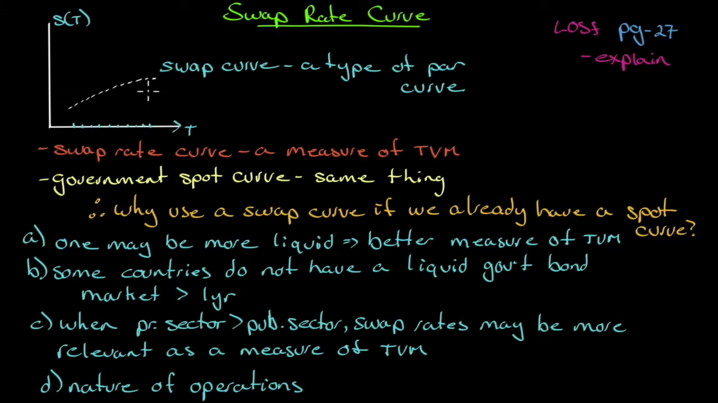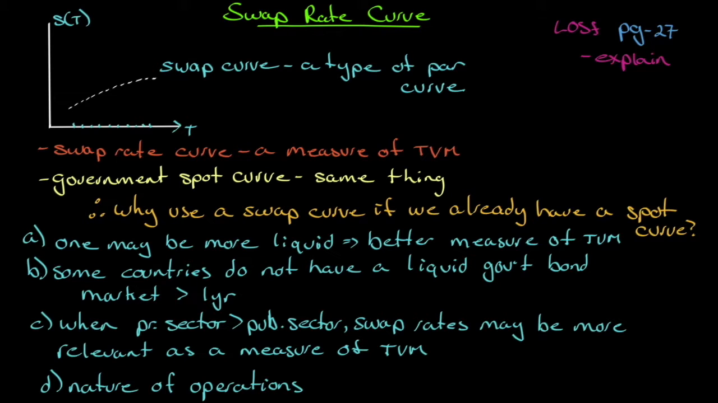And D, the nature of operations. Let me see if I can give you an example of this. Let's say that you were valuing asset-backed securities. They typically trade at a nominal yield spread at their weighted average life to the swap curve. But if you were doing something like mortgage-backed securities, then they would trade at some spread to the government spot curve.